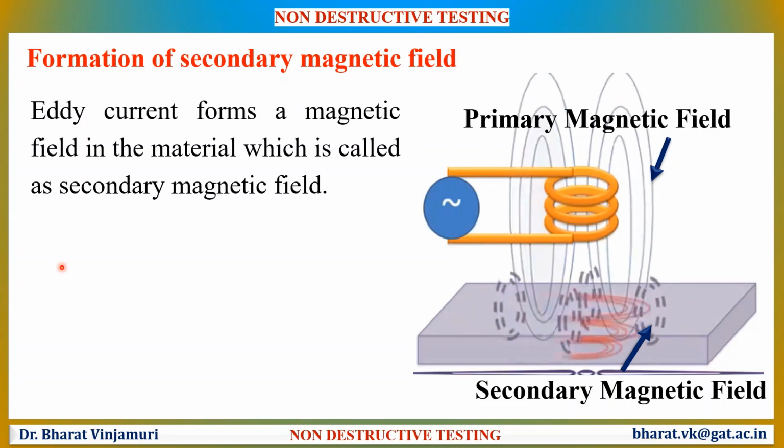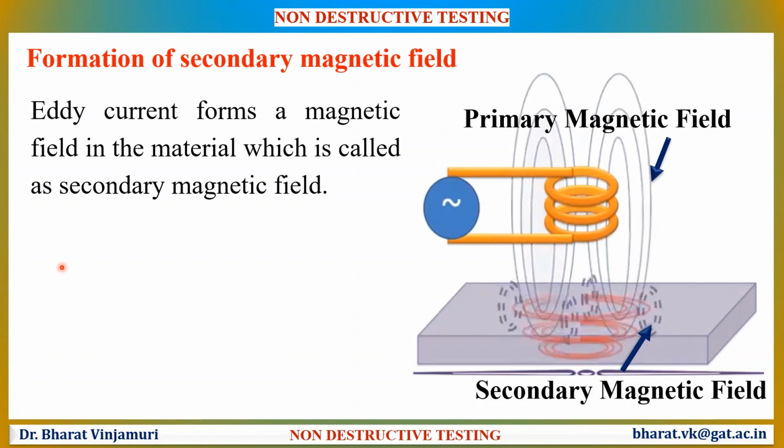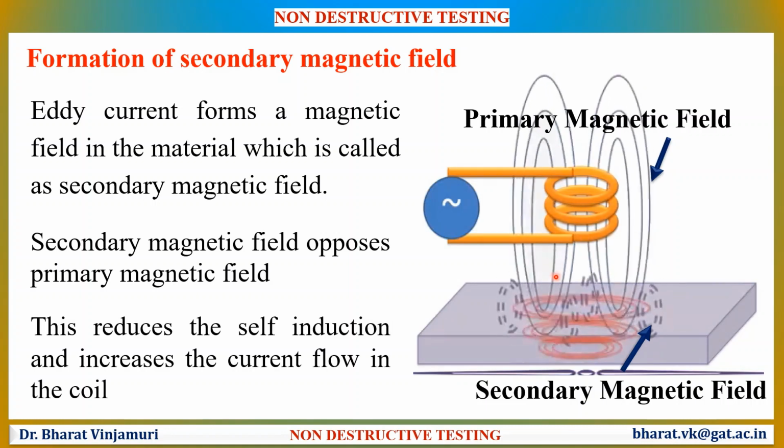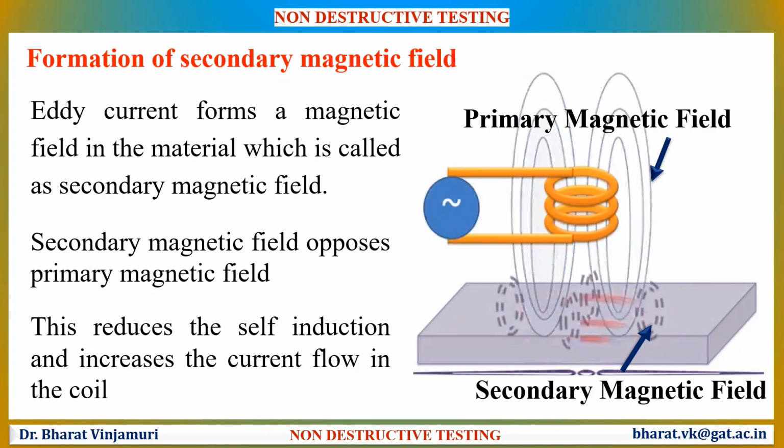When the eddy currents are induced in the conducting material, it forms another magnetic field which is called the secondary magnetic field. This secondary magnetic field opposes the primary magnetic field. So indirectly it offers a load on the electric circuit. Due to this, there will be an increase in the current flow in the coil. When there is a defect, there will be a change in the current flow and thus the defect will be identified. Let us see that process.